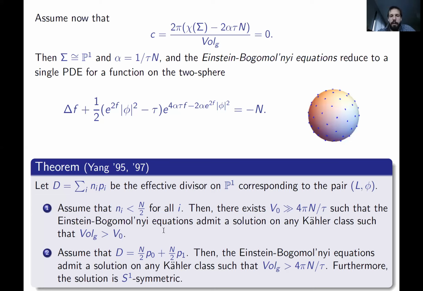Assume now that D has just two points with the same multiplicity. Then you have a nice S1 symmetry, given by putting these two points at antipodal points and rotating along the vertical axis. In this case, the Einstein-Bogomolny equations admit a solution in any Kähler class such that the volume is bigger than 4 pi n divided by tau. And furthermore, the solution is S1 symmetric in this case.